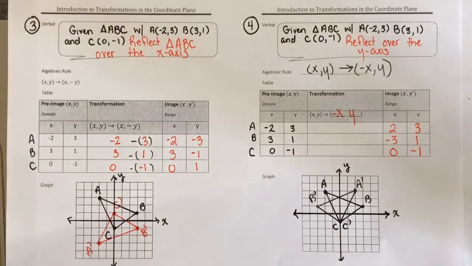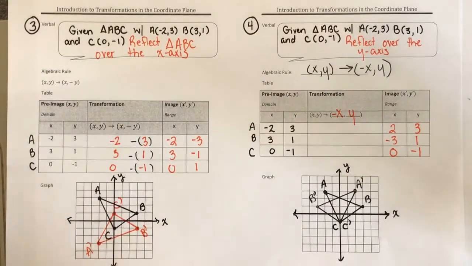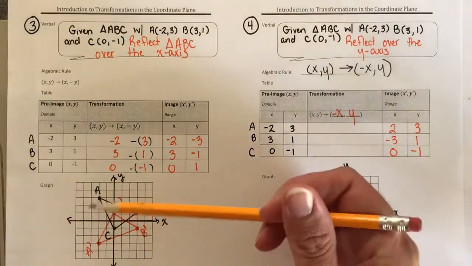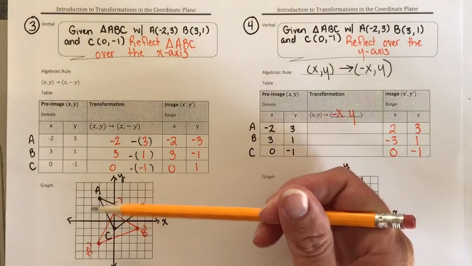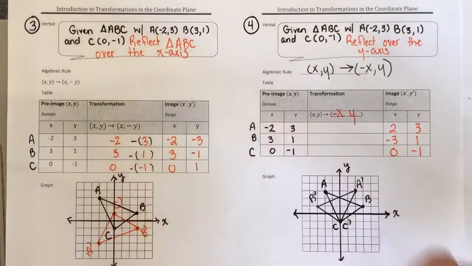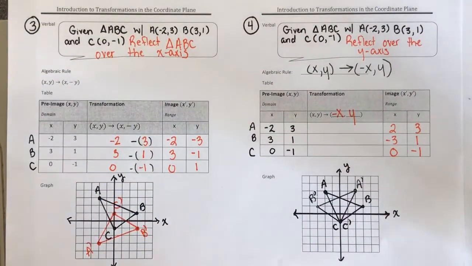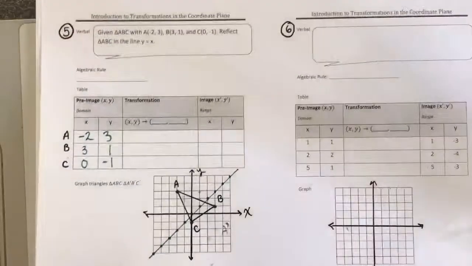So in reflections, when we reflect in the coordinate plane, typically we either reflect over the x-axis or the y-axis. And in number 3, notice how when we reflected over the x-axis, our x values didn't change, but our y values did. So the x value stayed the same on the A, but the y was the opposite y. When we reflected over the y-axis, notice how our x values become the opposite, but our y values didn't change. So this next reflection we're going to look at is over the line y equals x.